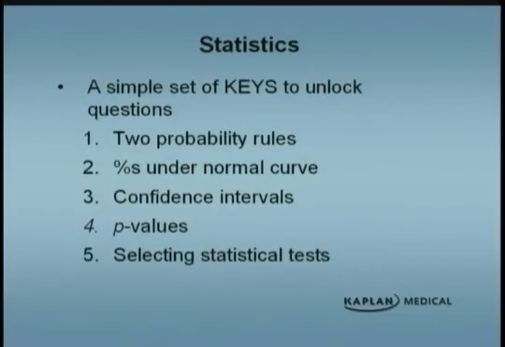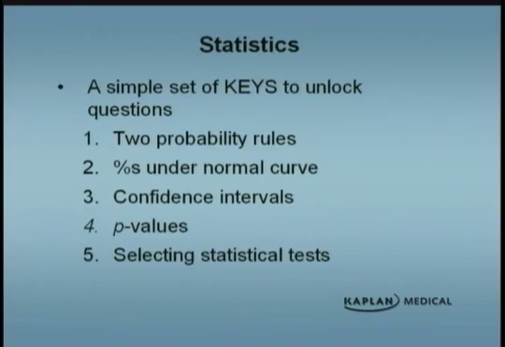What are the basic things you need to know about biostatistics for your Step 2 CK exam? Well, you need to know some basic probability rules. We'll cover that first. Then you need to be able to understand the normal distribution, and in particular, the standard percentages relative to standard deviation units in the normal distribution. You need to understand confidence intervals, the concept, the calculation, and then the interpretation of confidence intervals. You need to understand p-values, hypothesis testing, how we use this p-value in making statistical decisions.